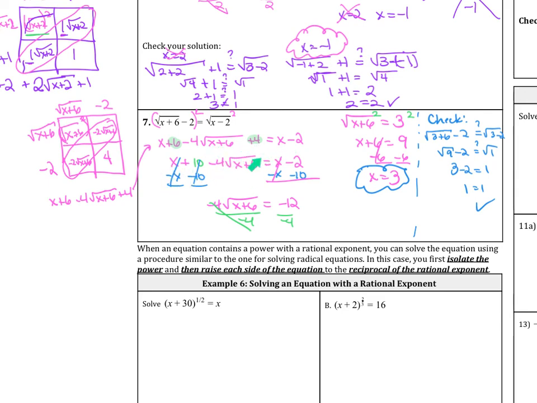Then we want to isolate this radical again, so I added 6 plus 4 and then we get that 10. Subtracted x, subtracted 10 on both sides. Then I would have negative 4 square root of x plus 6 equals negative 12, divided by negative 4. And then you continue on. I continued on over here. So then I squared both sides. So I got x plus 6 equals 9. And then subtract 6 from both sides, and x equals 3. And then I did the check. And so then 1 equals 1, and so it works.